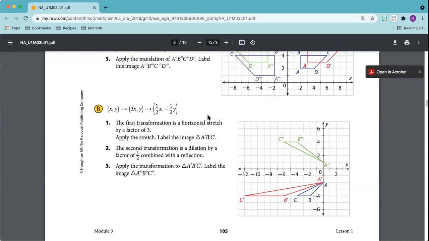So when you have a stretch, it's only going to be multiplying one of your X or Y, right? So for example, this is a stretch of the X. So you see this A prime, B prime, and C prime is a stretching of the X.